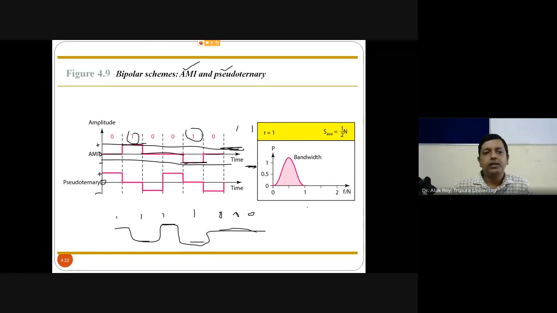Let's revise it again. For 0, the signal will be in the middle line. For 1, first it will be high, for the next it will be low. First level, then third level, you can say. If we have first, second and third level, for 0 it will always be in the second level. For AMI, it will be first level, then third level, then again first, then again third. It's kind of a flip.